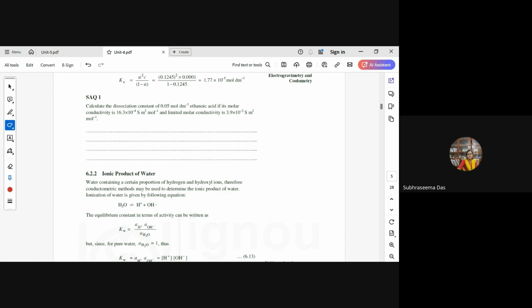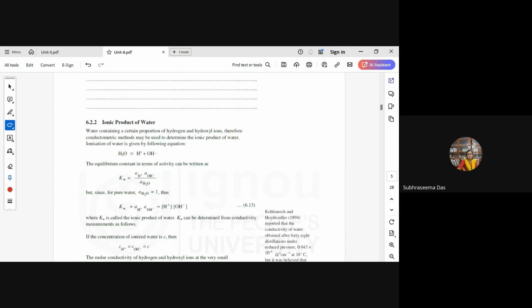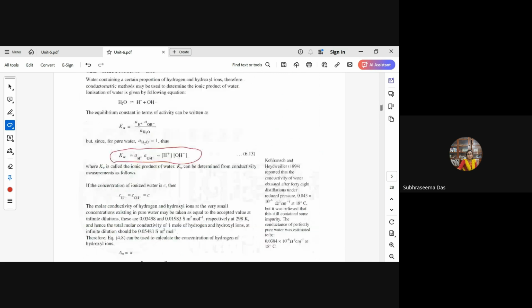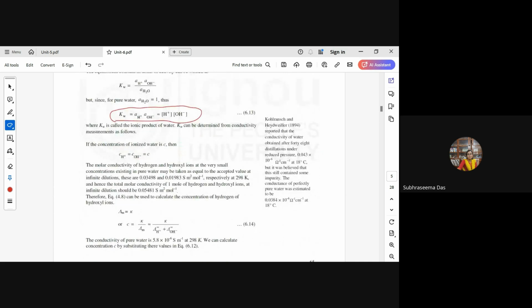Then comes the ionic product of water. Now we know the ionic product of water, that is Kw, is given as the concentration of H plus into the concentration of OH minus. Now if the concentration of ionized water is C, then the concentration of H plus and of OH minus are each equal to C. So therefore the molar conductivity of hydrogen and hydroxyl ions at the very small concentrations existing may be taken as equal to the accepted value.